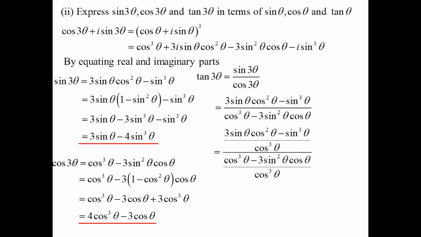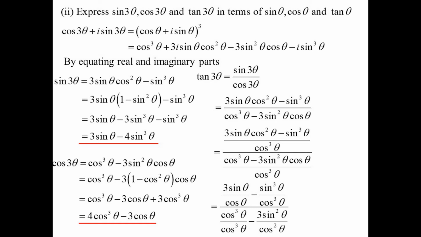So if I divide everything by cos³θ, the 3 sin θ cos²θ cancels with the cos³θ, leaving sine on cos, tan. Sin³θ on cos³θ, tan³θ. Cos³θ on cos³θ, 1. And then we have minus 3 sin²θ cos θ on cos³θ. That'll cancel to leave sin²θ on cos²θ, tan²θ. And so we have our result for tan 3θ. So if you get one like that, the trick is not to use the simplified version at the end, but use the very first one that you got from using de Moivre's theorem.